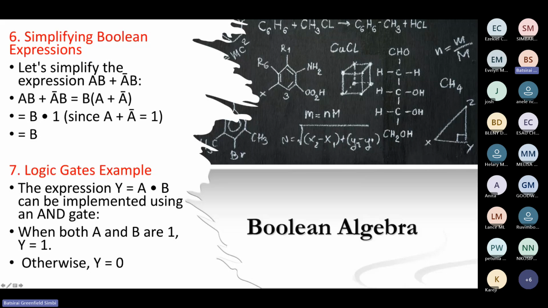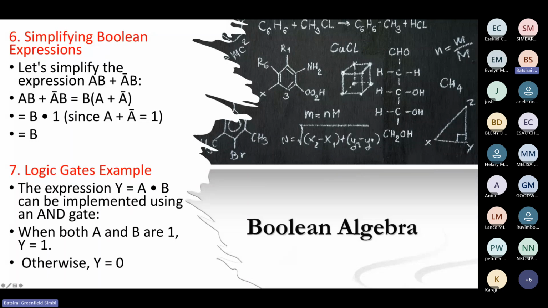Simplifying Boolean expressions. Let's simplify the expression a plus b, ab plus a negation b. We have here ab plus a negation b equals b times a plus a complement. Since a plus a complement equals 1, our result is b times 1, so by the end our result will be b.